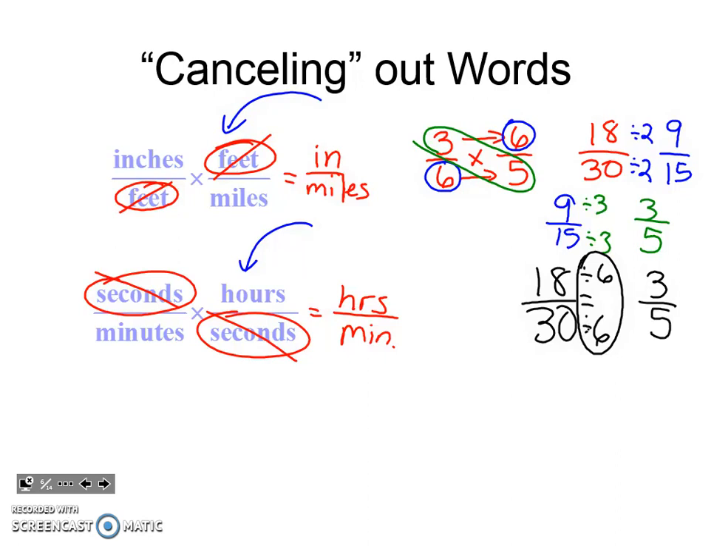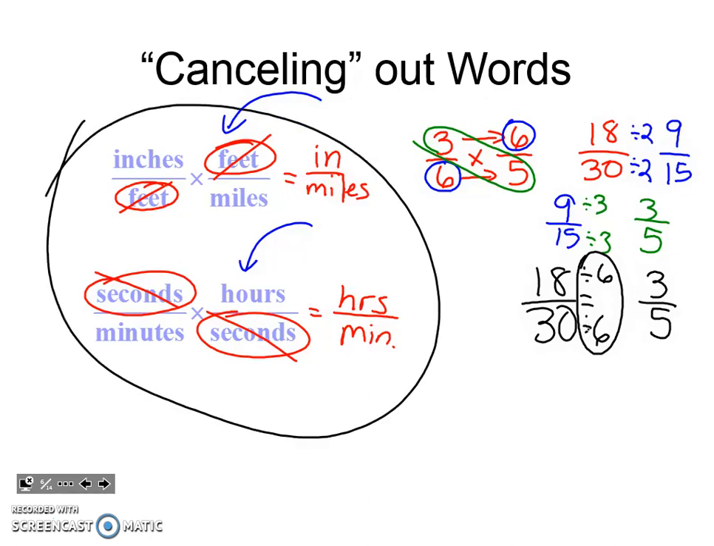So it doesn't matter if I'm using numbers or if I'm using units. The concept is still the same. The units that I want to cancel out need to be 1 in the denominator and 1 in the numerator. So let's take a further look.